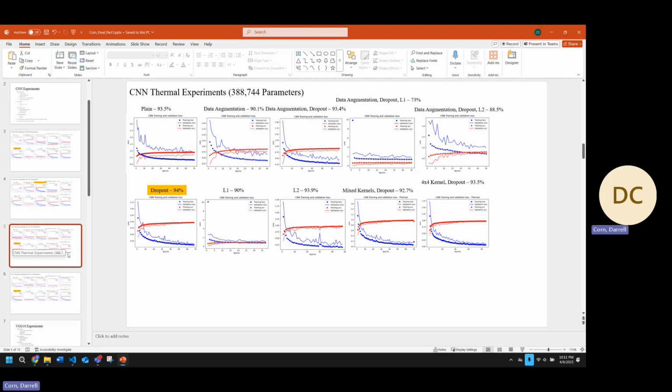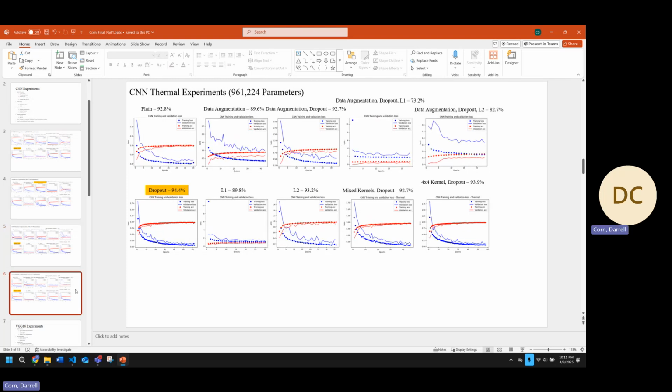this page is using the CNN structure, but for the thermal data set with the lower parameter count. And I found that, similar to the first page that I showed, including only a dropout layer led to the highest accuracy at 94%. And then finally, for the thermal data, but with three times the amount of parameters, again, including only a dropout layer led to the highest accuracy on the test data.